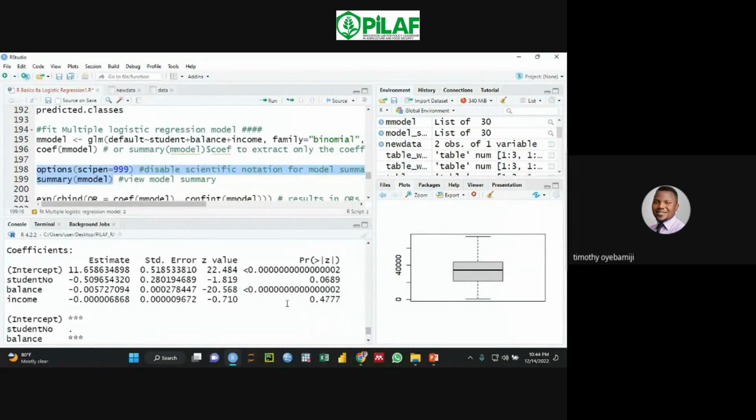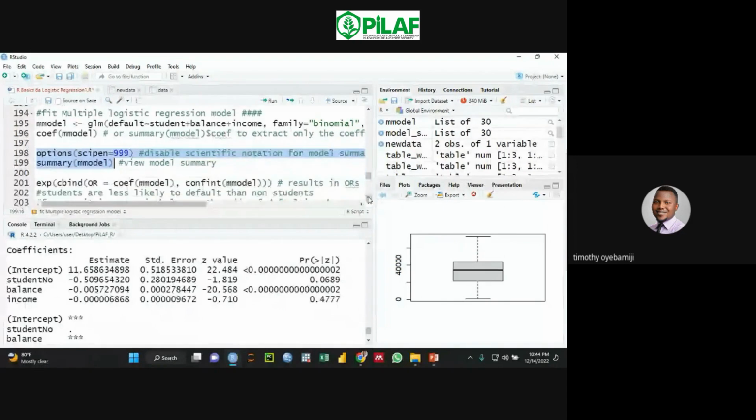So if we are looking at which one is important, because there is something we're going to do now, it's called variable importance. It judges how important the variable is using their p-values. The lower the p-value, the more important your variable is. All right, so balance is significant while the others are not. Let's see how this is interpreted.